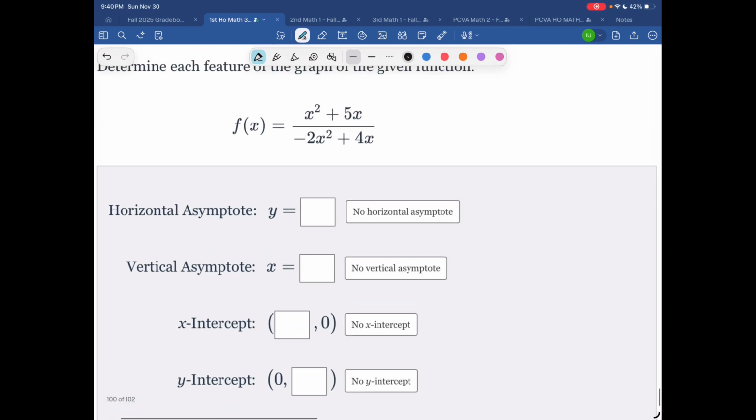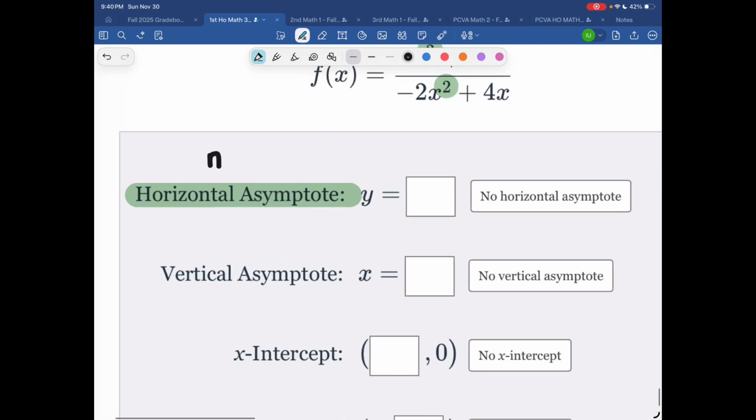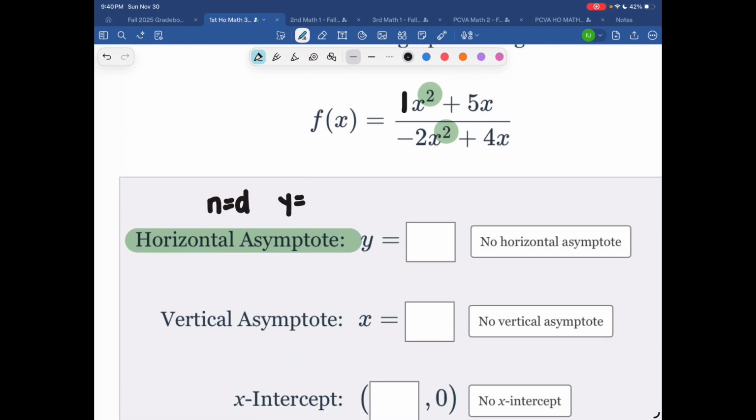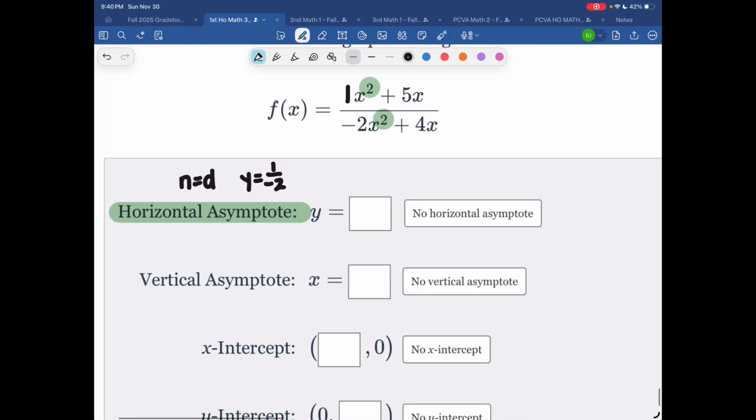So for the horizontal asymptote, remember the horizontal asymptote has to do with the degrees. So we're going to look at the degree of the numerator and the degree of the denominator. They are equal. When they're equal like that, that means that you're going to take the leading coefficients. The leading coefficient of the numerator is 1. The leading coefficient of the denominator is -2. So we have a horizontal asymptote at -1/2. Now, if you didn't have one, like if you were looking at it and the numerator's degree was greater than the denominator's, then you would just click no horizontal asymptote.